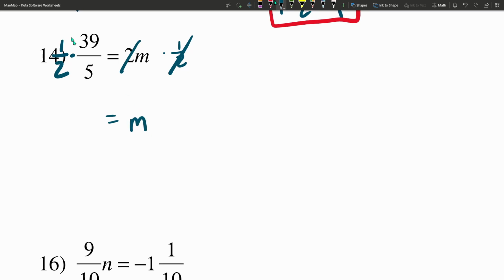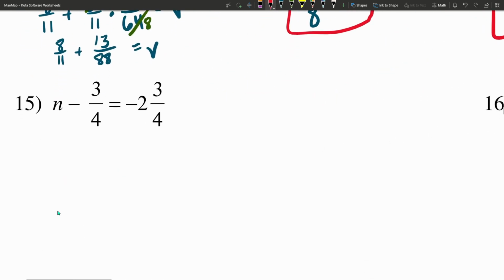1 times m is m. 1 times 39 is 39. And 2 times 5 is 10. So 39 over 10 equals m. But this is an improper fraction. We want a mixed fraction, so we're going to see how many times 10 goes into 39. That's a total of 3 times with 9 left over, because 10 times 3 is 30. Add 9 more to get to 39. So 3 and 9/10 is equal to m.